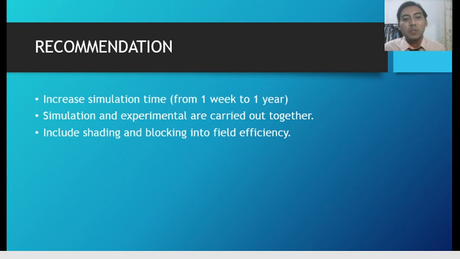As a recommendation, to improve my project, I can increase the simulation time from 1 week to 1 year. This is to increase the credibility of the project. Next, it's better to carry out the simulation and experiment together to increase credibility also. Last but not least, it's better to include shading and blocking in the field efficiency, because the heliostat field efficiency comprises all the losses.